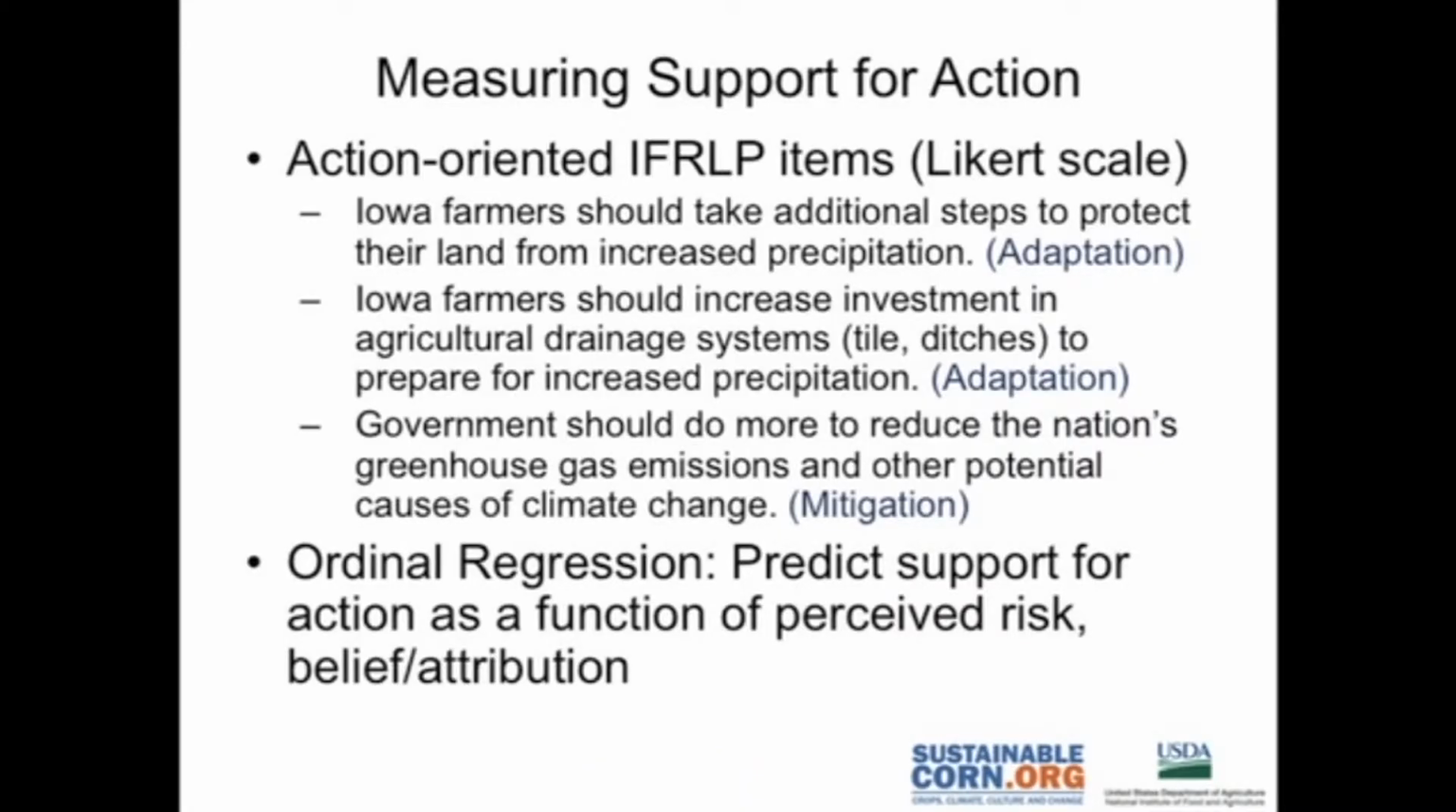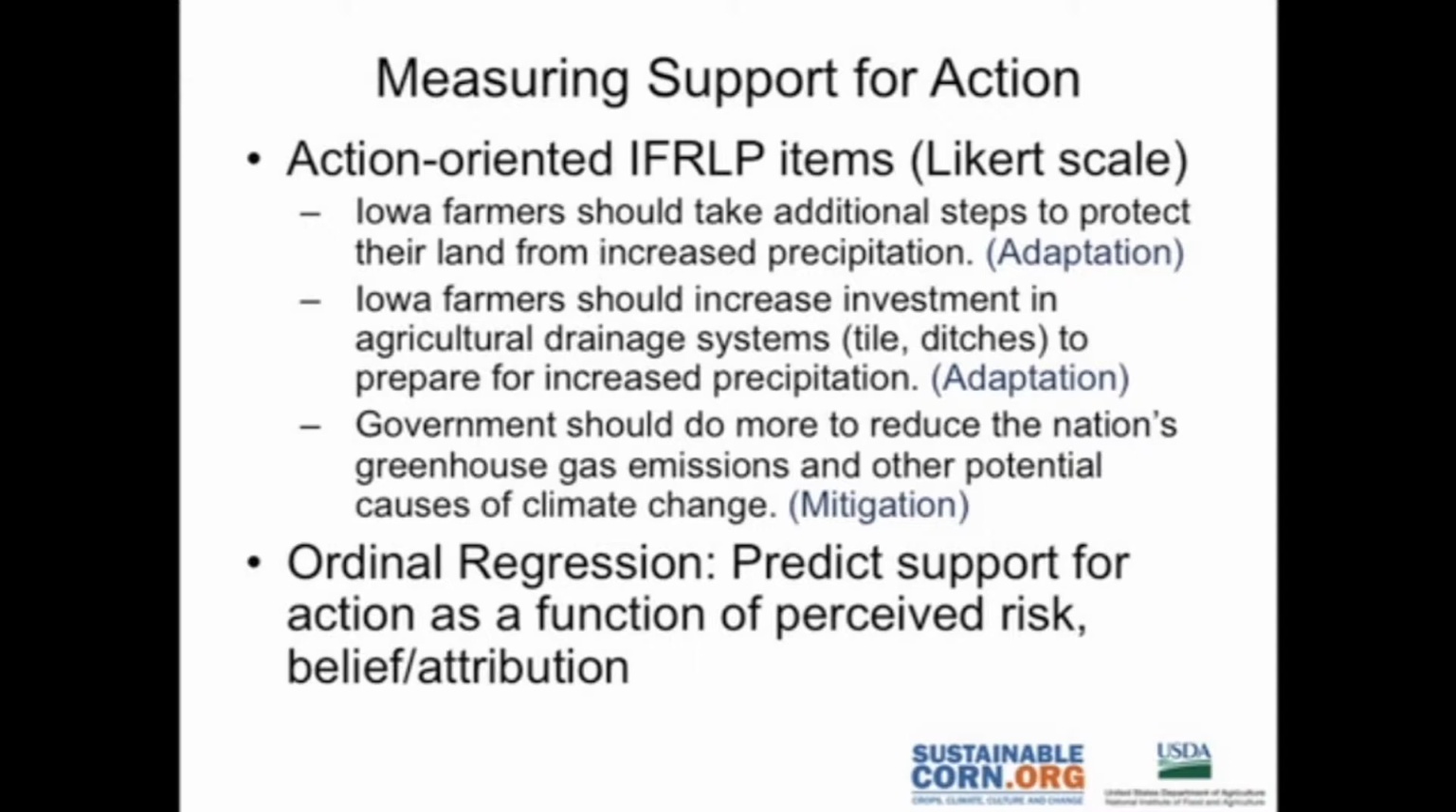And now the other thing that we're looking at in the conceptual model is support for various types of action. And we looked at three specific items here. Two deal with adaptive action, and the third deals with mitigation. The first one: Iowa farmers should take additional steps to protect their land from increased precipitation. The second one has to deal with drainage. And the third item, again, is this mitigation item that government should do more to reduce greenhouse gas emissions.